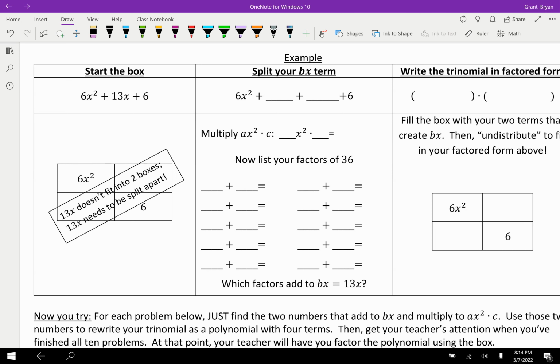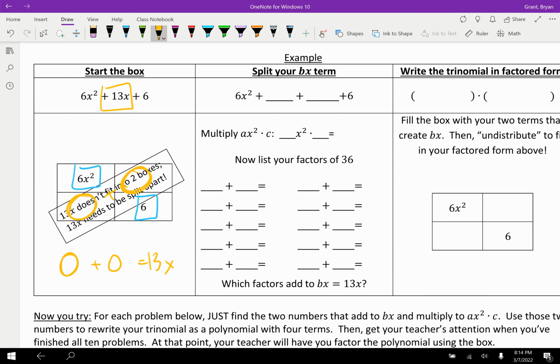We are going to try to start by fitting 6x squared and 6 into the box. Okay? Those fit just fine. But my 13x does not. There are 2 spaces left. I know, though, that whatever these 2 guys end up being, they better add back up to equal bx, or in this case, 13x.